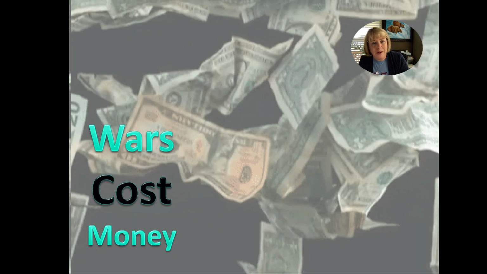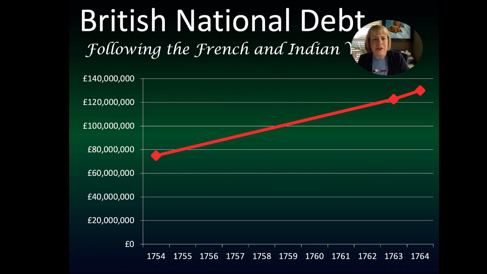And you know what? That war is going to add to British debt. Look at this. There's the British debt following the French and Indian War. I mean, it was high at the beginning, but it grew from almost 75 million pounds to almost 135 million pounds. And they blamed that completely on the colonies. They're like, we came and fought for you. Someone's got to pay for this.